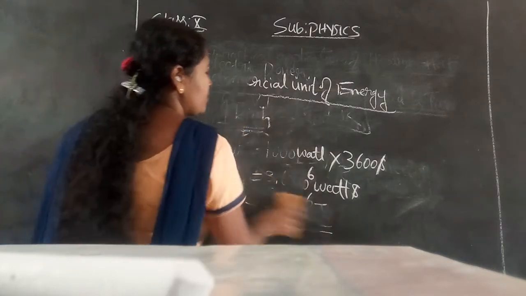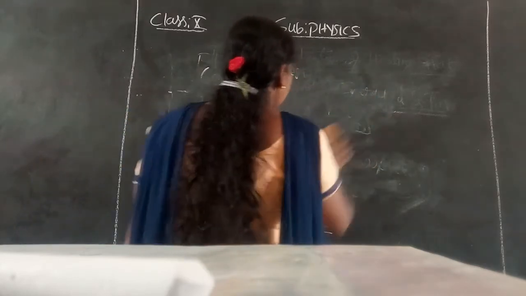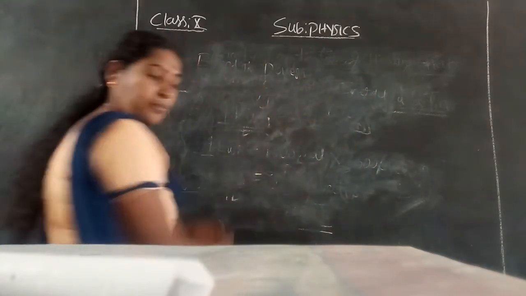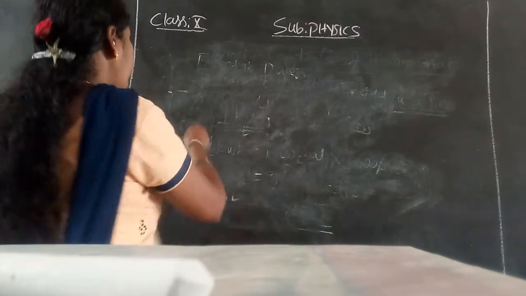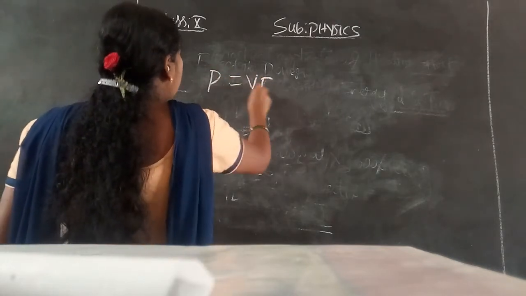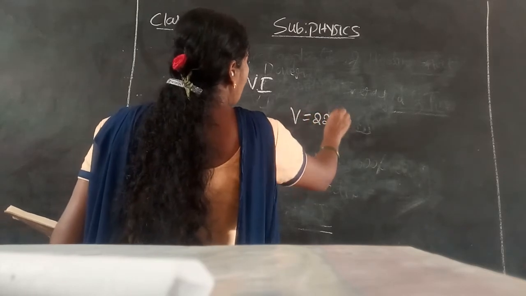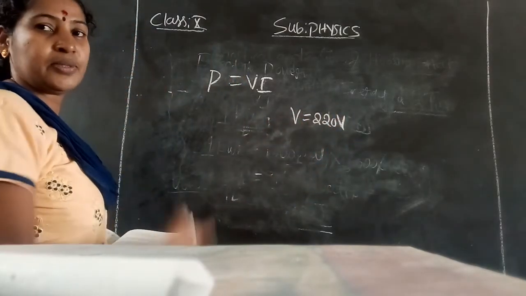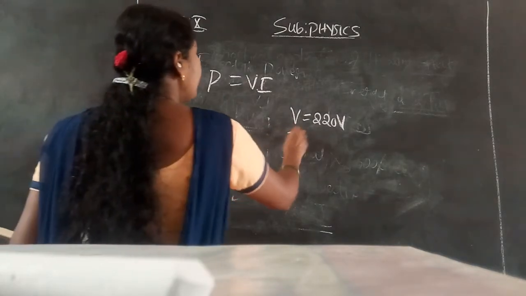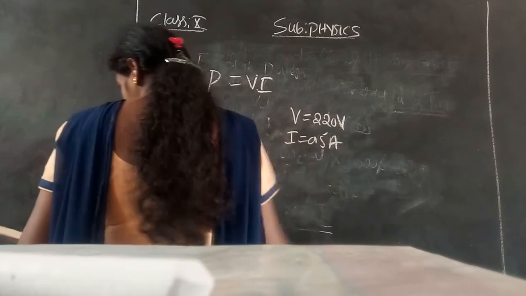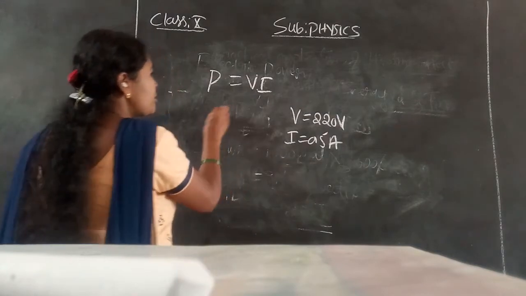Let us solve that question. First we have to write the data they have given, then solve the problem. The formula is P is equal to VI. The voltage they have given is 220 volt, the potential difference for domestic electric purposes. The current they have given is 0.5 ampere. Now I have to calculate it. It's a very easy calculation.